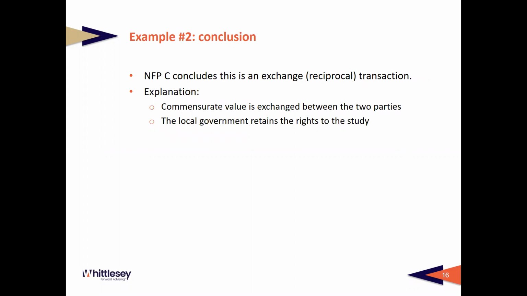So our conclusion is that it is an exchange in this case. The reason being, commensurate value is exchanged between the two parties. The government is paying the nonprofit to perform this research, and then the nonprofit is providing the results of the research back to the government, and the government is retaining the rights to the study and using the benefit of this for their own decision making.